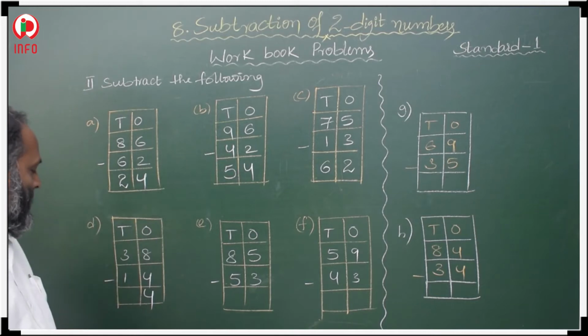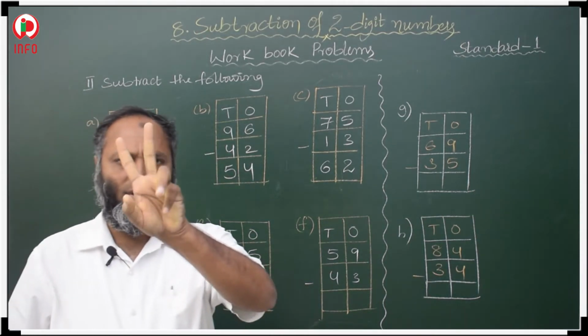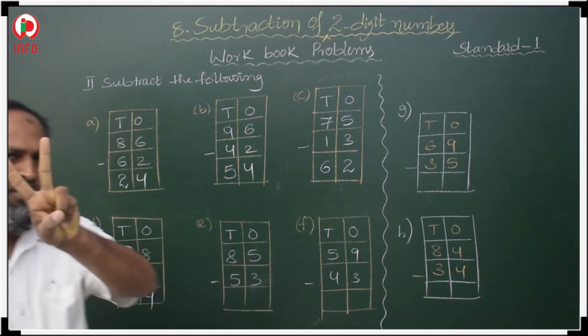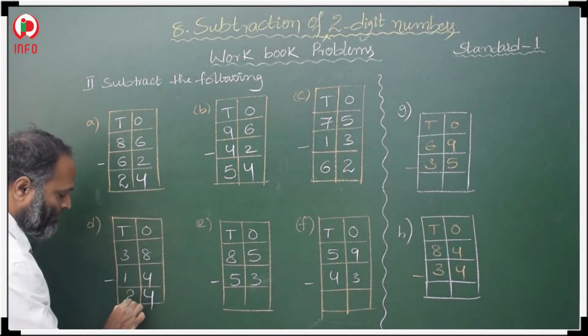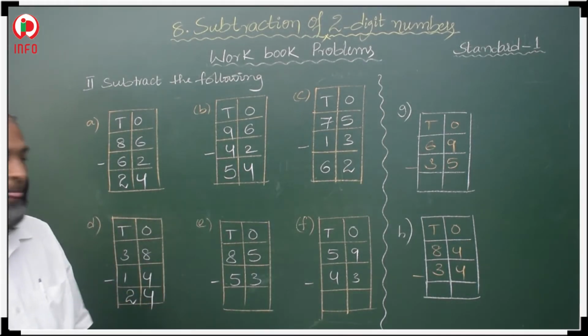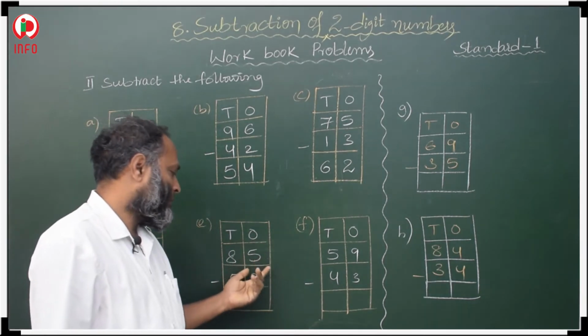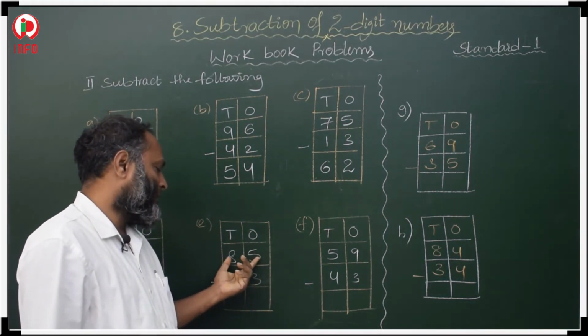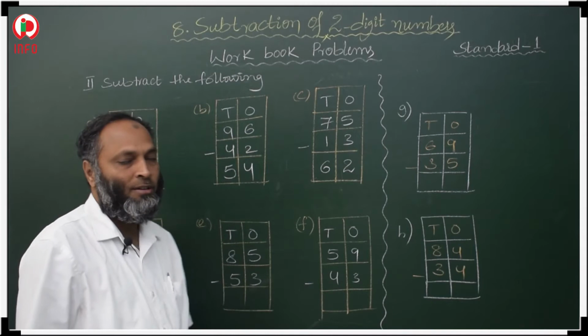3 minus 1 in tens place. 3, close 1 finger. 3 minus 1 is 2. 24. Then 8 minus 3. This 53 we have to subtract from 85.